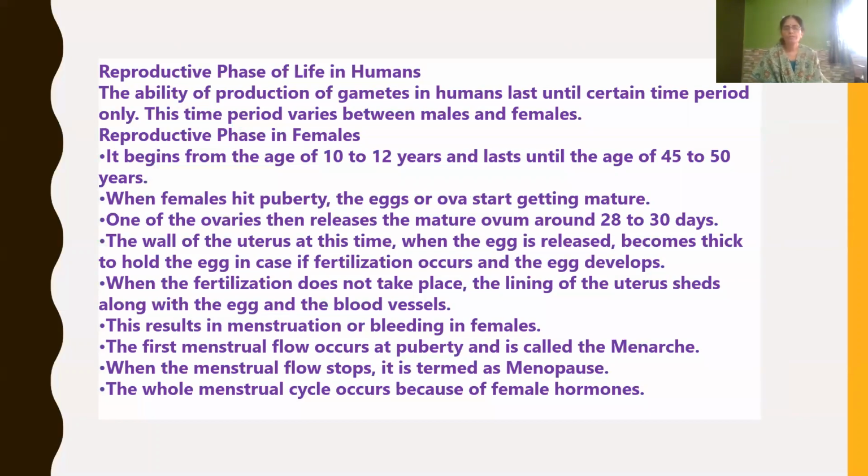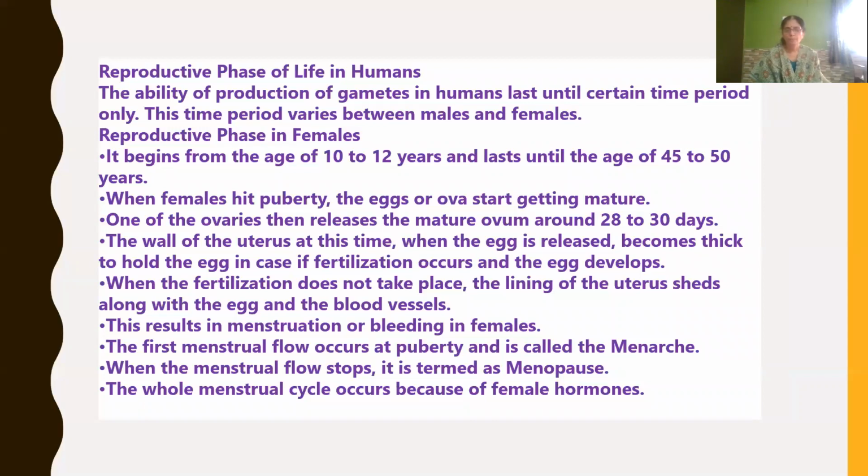Now, the reproductive phase of life in humans. Does reproduction take place throughout our life? No. We have learned that the ability to produce gametes in humans happens only up to a certain time period. The time period varies between males and females. The reproductive phase in females begins from the age of 10 to 12 years and lasts until the age of 45 to 50 years. At 10 to 12 years, puberty happens, isn't it? Puberty is the ability to reproduce.